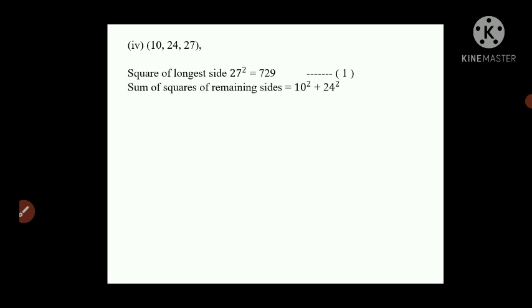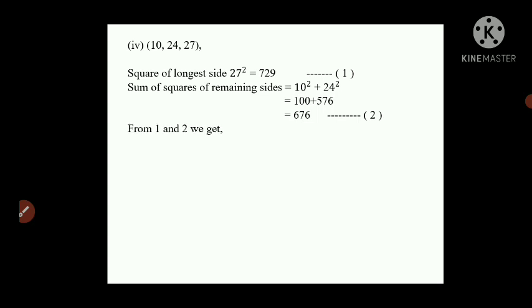So we'll move on to the next question, that is sub question number 4. And the given sides are 10, 24 and 27. So here the greatest side is 27. So first we will square that. So square of longest side, that is 27 square, is 729, which is my statement number 1. And the remaining sides are 10 and 24. So sum of squares of remaining sides, that is 10 square plus 24 square. 10 square will be 100 plus 24 square will be 576. So 100 plus 576 will be 676, which is my statement number 2.